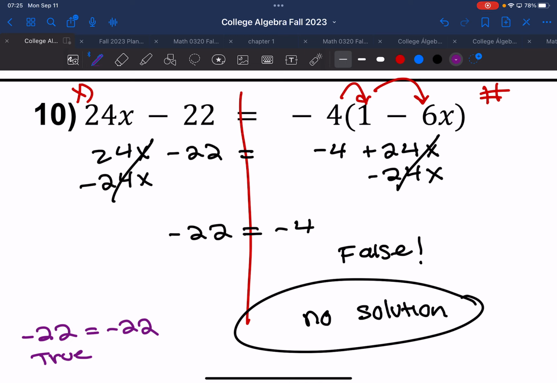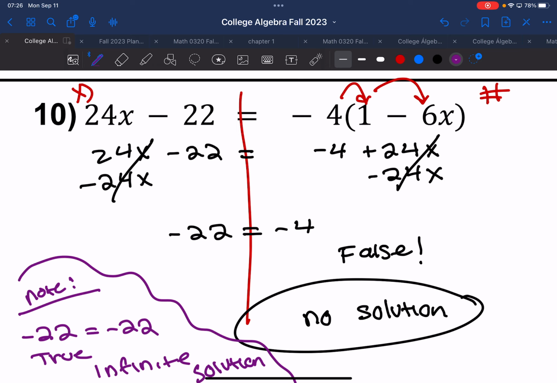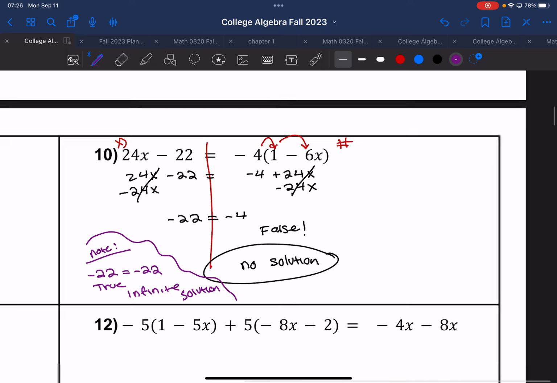So true statement should mean multiple answers, which is another way to say what? You guys seen this? Infinite solutions. Many solutions, infinite solutions, okay? So this is just a note that if you see something that is a true statement, your answer is infinite solutions. Okay?